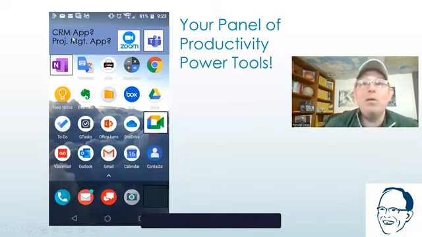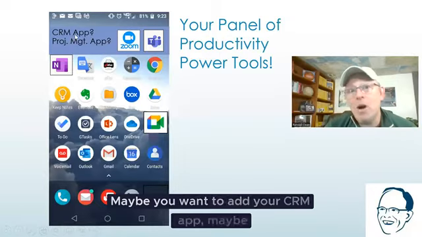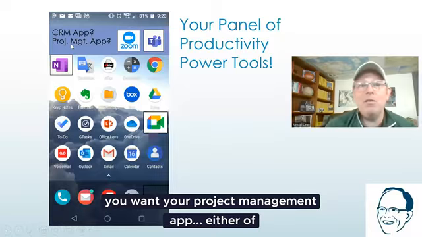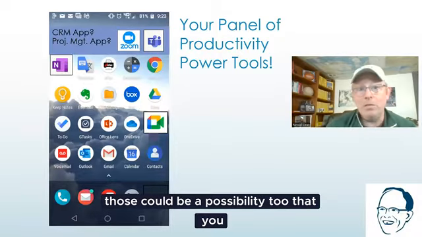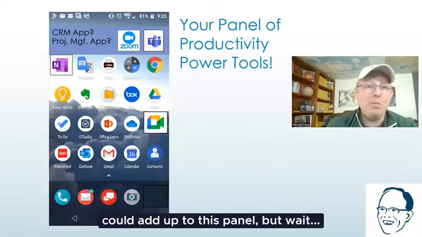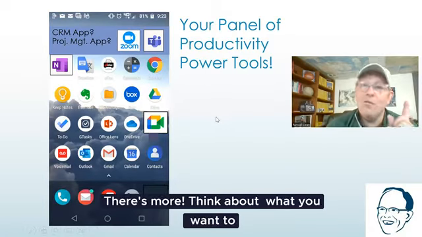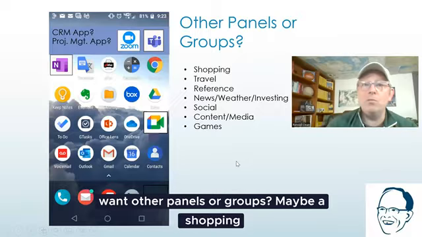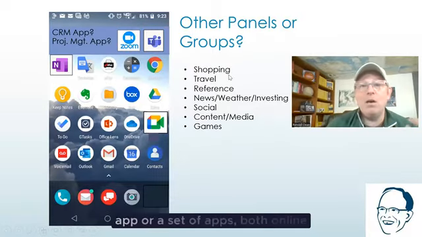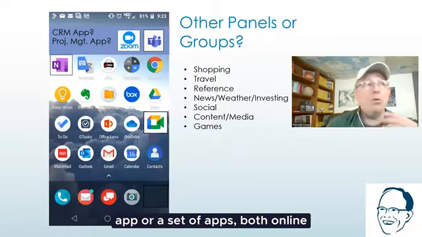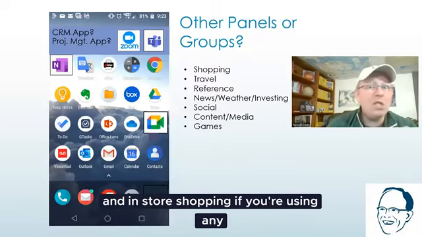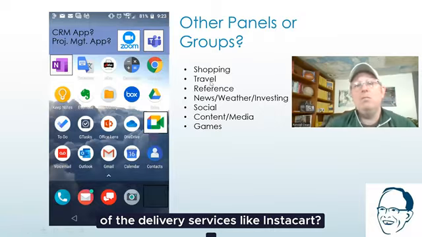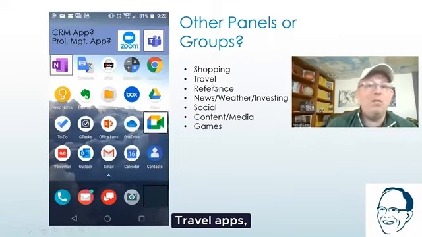Now notice I put up here in the corner, maybe you want to get your CRM app, maybe you want your project management app. Either of those could be a possibility too, that you could add to this panel. But wait, now there's more. Then what you want to consider in your next level is, do you want other panels or groups? Maybe a shopping app or a set of apps, both online shopping and in-store shopping if you're using any of the delivery services like Instacart, travel apps, reference apps.